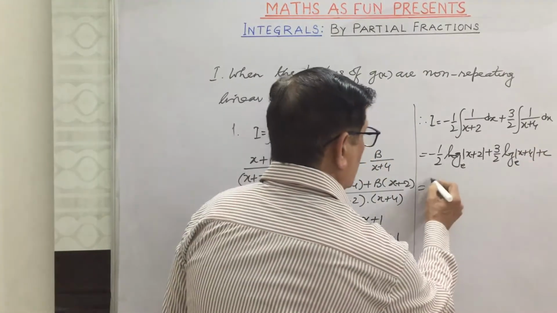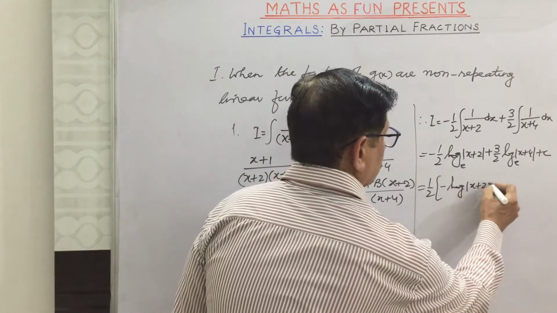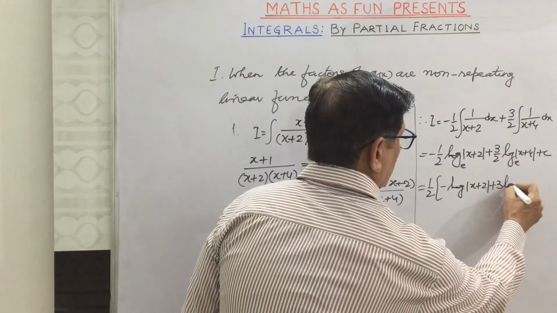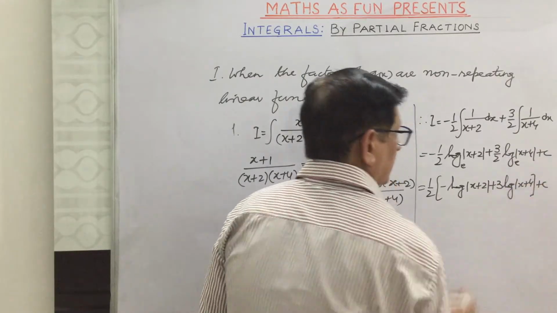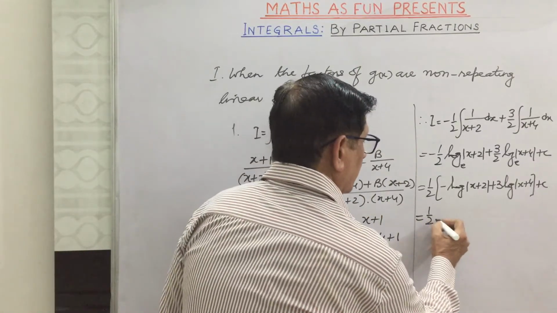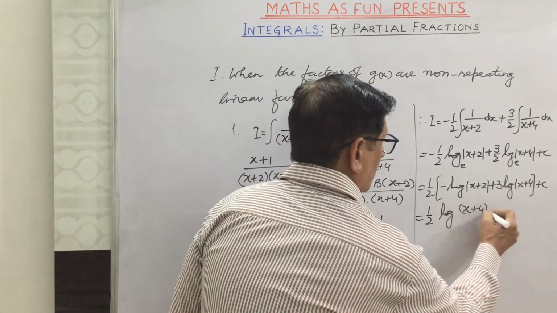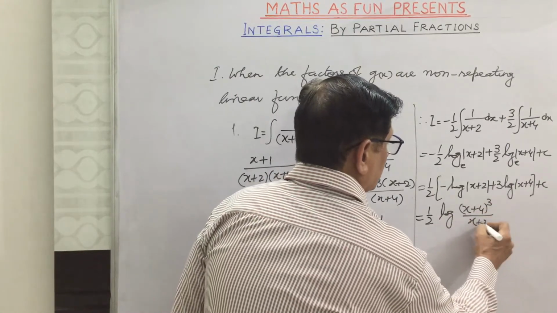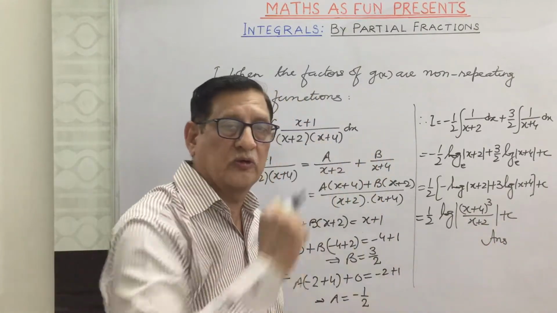Taking 1 by 2 common, we get here minus log of x plus 2 plus 3 log of x plus 4 plus c. Applying the law of log, we will get here 1 by 2 log of (x plus 4) whole cube upon (x plus 2) plus c, which is the answer to this problem.